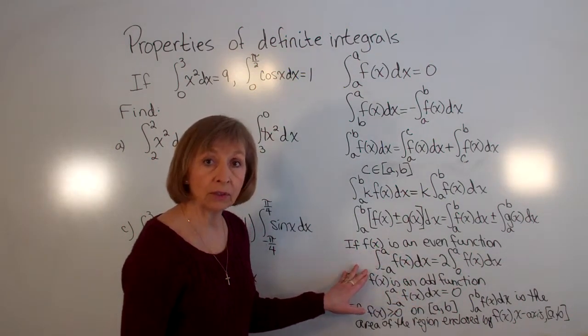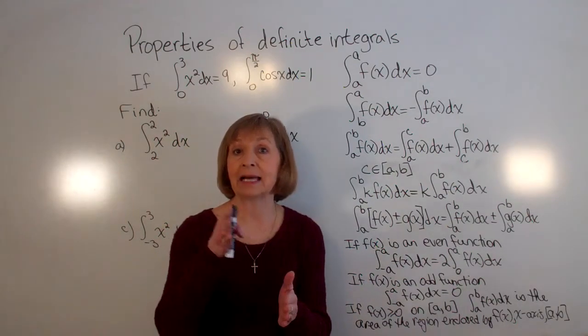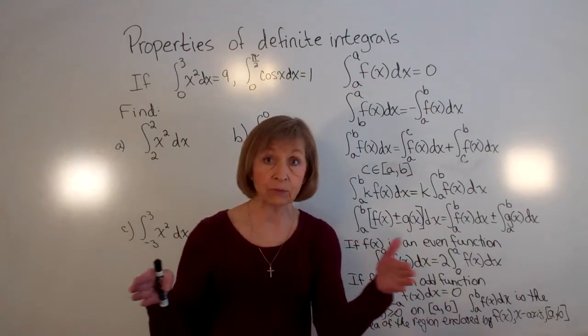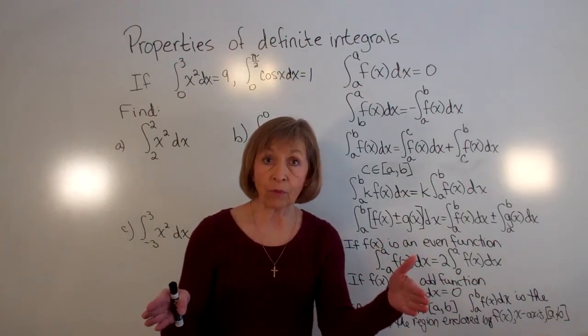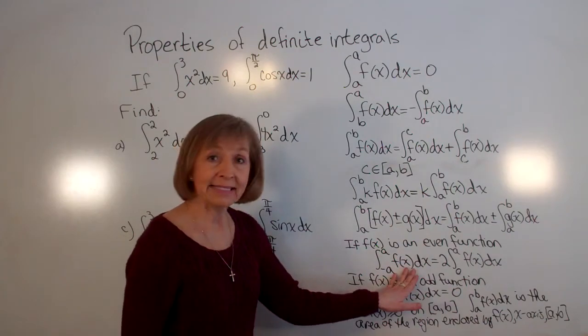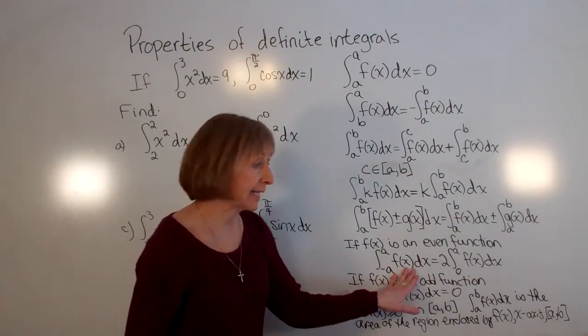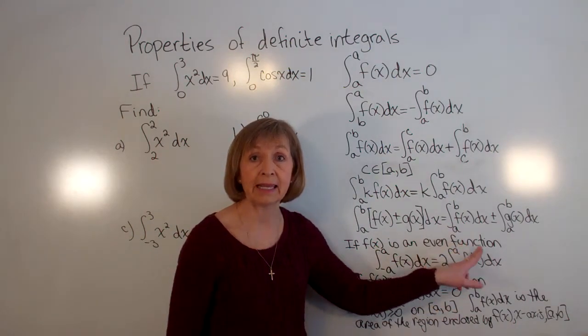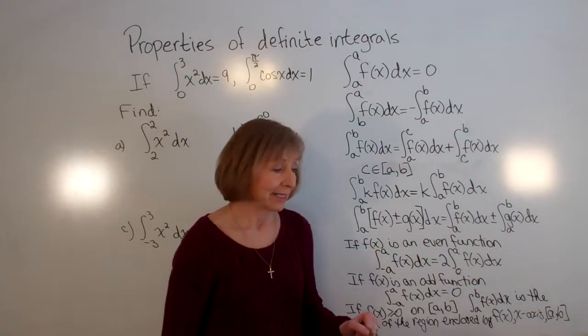And your lower limit of integration is the opposite in sign of your upper limit of integration, so it's equally spaced over the origin, then that definite integral can be found by taking 2 times the definite integral from 0 to a of f of x dx.